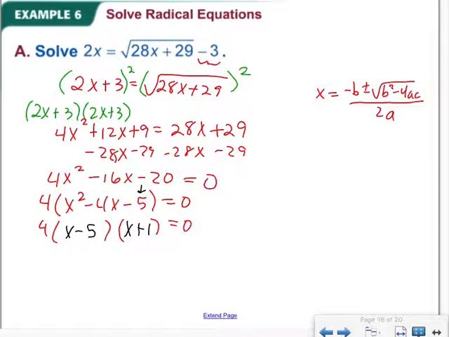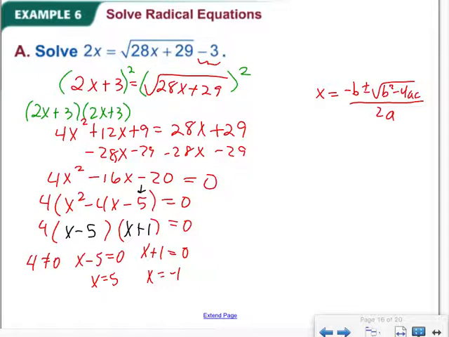Now, you set all your factors equal to 0. Here's why the 4 didn't matter. 4 will never equal 0, so you don't need it. You could just divide it out. But x minus 5 might equal 0, and x plus 1 might equal 0, and then you solve each one individually.